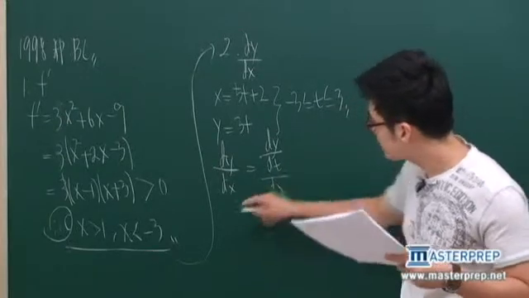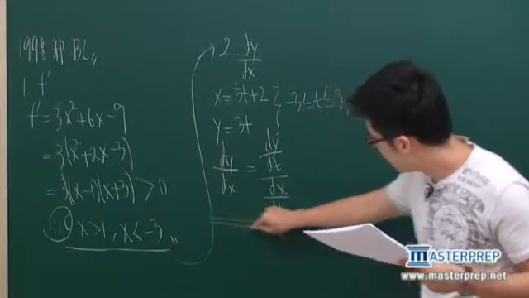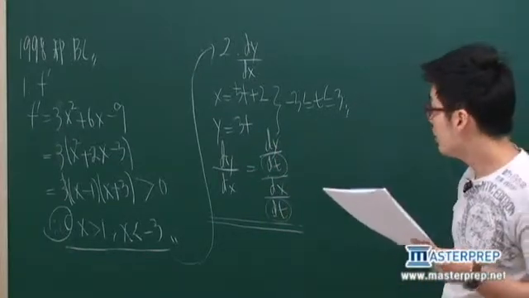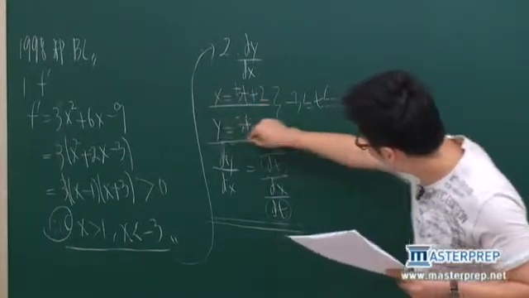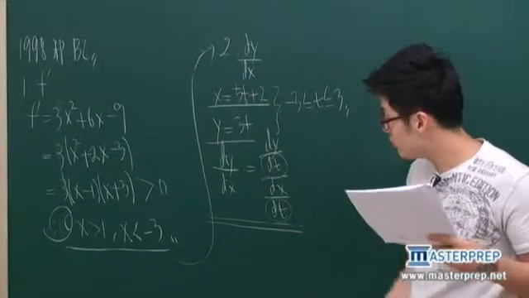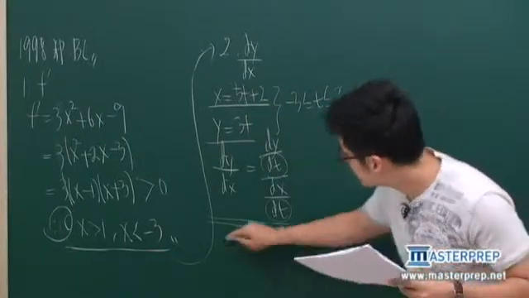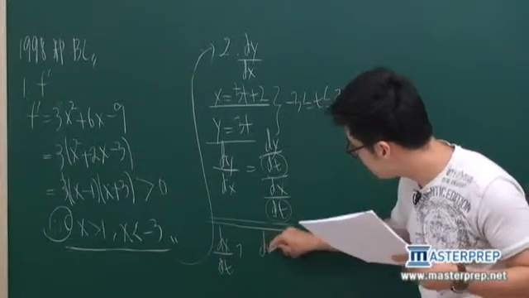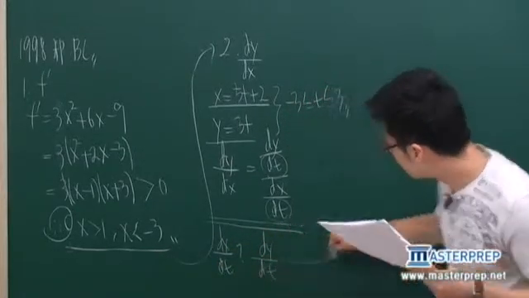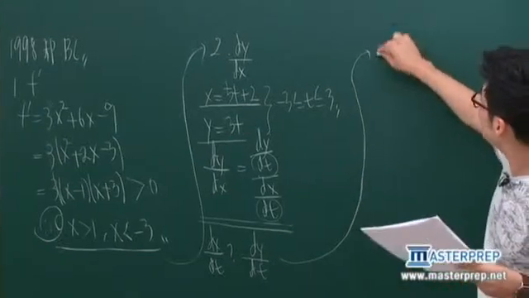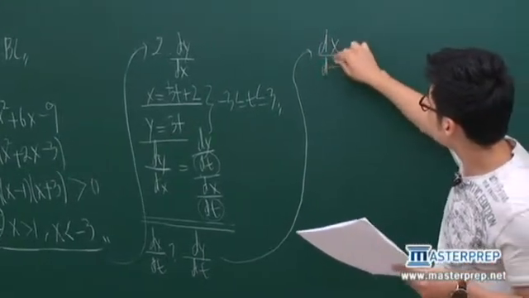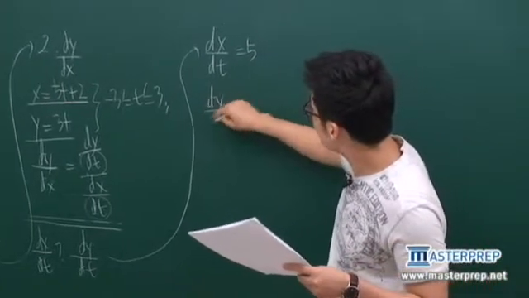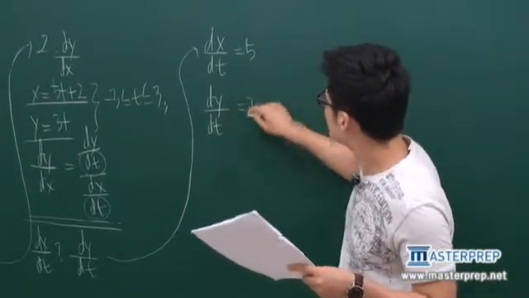Using this property of a common factor and deleting it, we could write x and y in terms of t. So what is dx over dt? That's a good question, and dy over dt. Well, just take the derivative, right? dx over dt is equal to 5, and dy over dt is equal to 3.